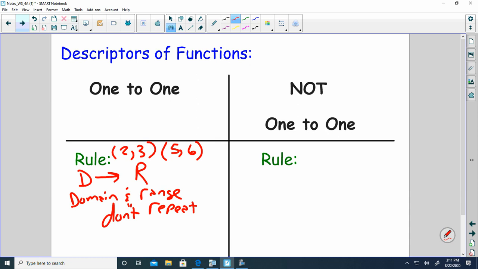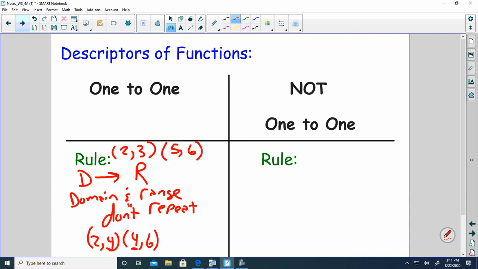Now, you certainly could have the same number. Let's say we had 2 and 4 and 4 and 6. The 4 on one of them is in the range, that one. The 4 on the other one is in the domain. That is still one-to-one because the domain and range are not repeating.